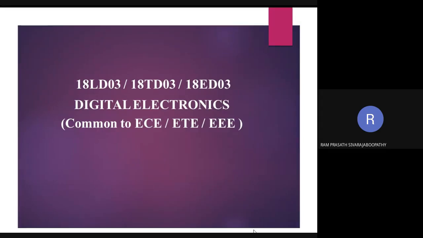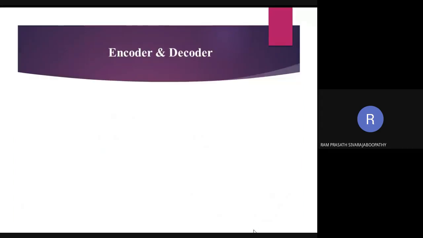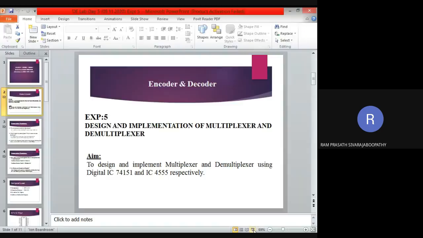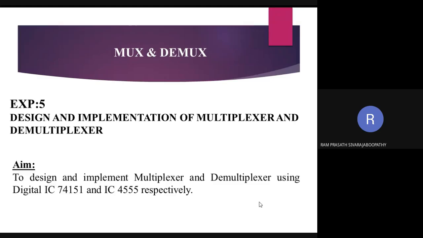In the morning session also we have discussed the implementation of multiplexer and demultiplexer, that is mux and demux. Implementation of multiplexer and demultiplexer circuit. We are using two ICs. One is IC 74151. The other one is IC 4555.